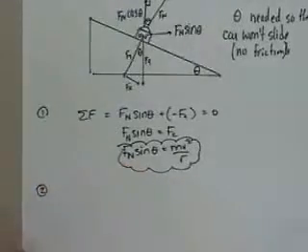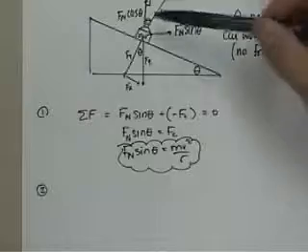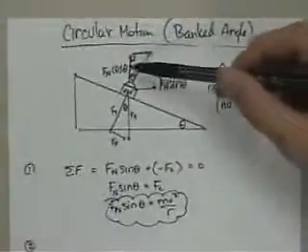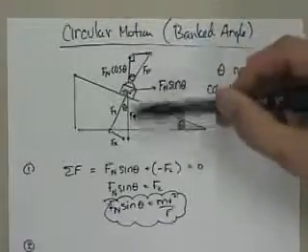Second point I'm going to make, if the car is not supposed to slide up or down, then we can actually say that my Fn cos theta, this one here, is going to be equal to Fg. These things aren't going to slide.